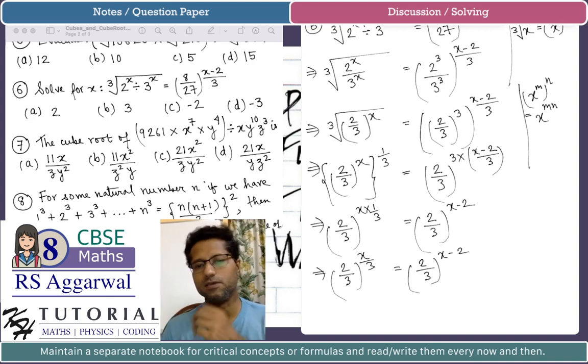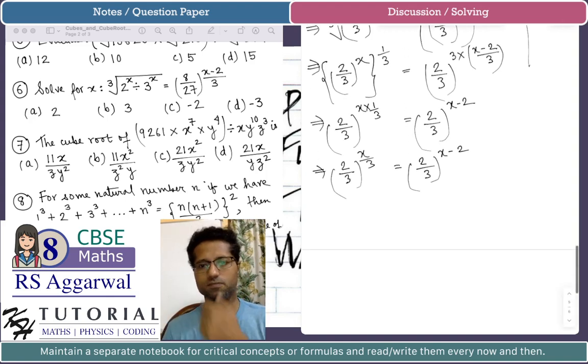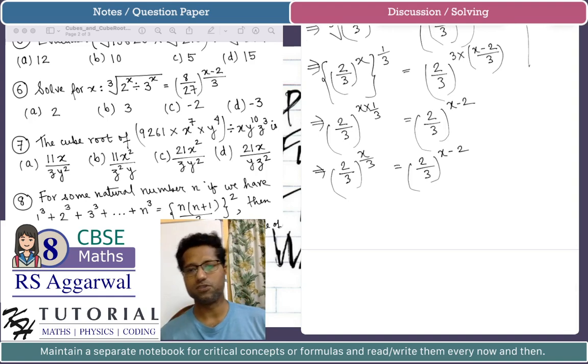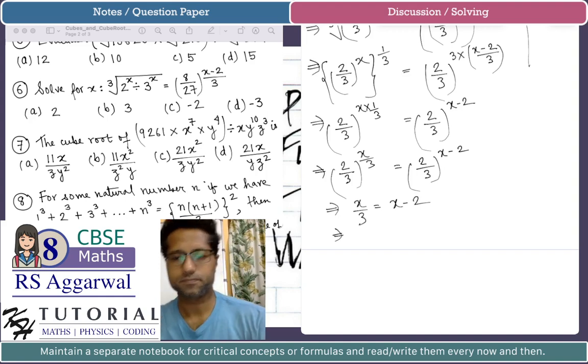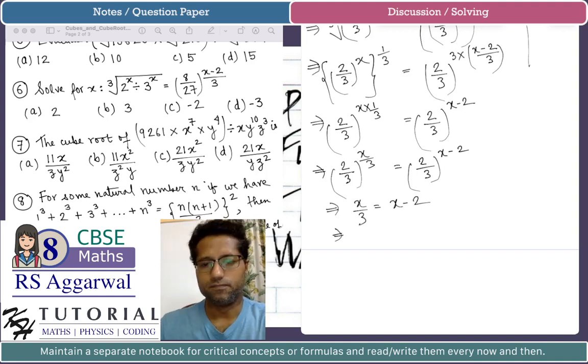So now we can see that both the terms, LHS and RHS, are exponential terms where the base is the same. The base is 2 by 3. So we can now equate the powers. So this will imply x by 3 is equal to x minus 2. So now this is a linear equation in x, and we can solve it. So x is equal to 3 into x minus 2.